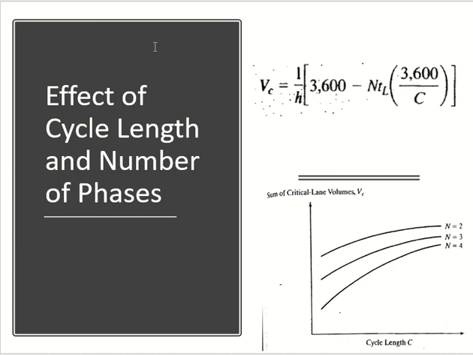Okay. Now look at the equation. N is a negative term, right? N is coming in the negative term. So if I increase N, what will happen to VC? It will decrease, right? You increase the negative term, VC will decrease.